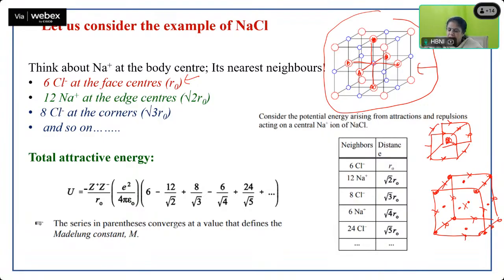Where are they? 1, 2, 3, 4, and then 5, 6, 7, 8, 9, 10, 11, 12. And at what distance are they? They are at the center of, okay, how do you calculate the distance of this sodium? Now I will try to use my cube.